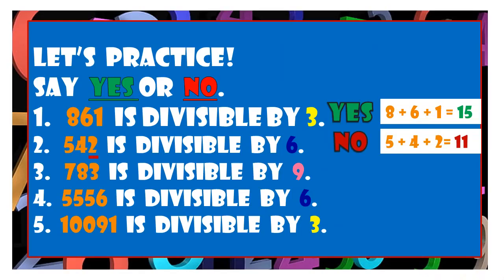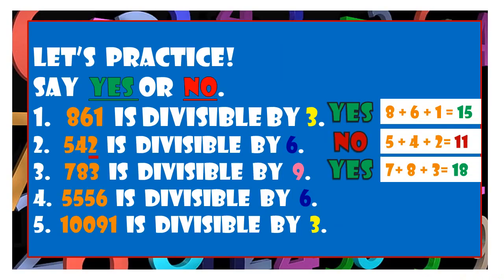How about number 3? 783 is divisible by 9. What is the answer? Yes. Why? According to the rule, a number is divisible by 9 if the sum of its digits is divisible by 9. If we add all its digits, 7 plus 8 plus 3, the sum is 18. 18 is divisible by 9. So 783 is divisible by 9.